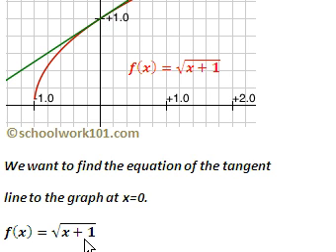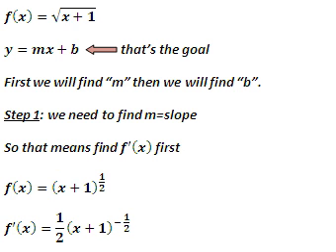So here's our function. We're going to rewrite it, getting it out of radical form and putting it into exponential form so we can take the derivative. But first off, let me add here that our goal is to get y is equal to mx plus b. So the first thing that we're going to want to find is m, and then we're going to find b. Now m represents the slope, and b is going to be representing the y-intercept.